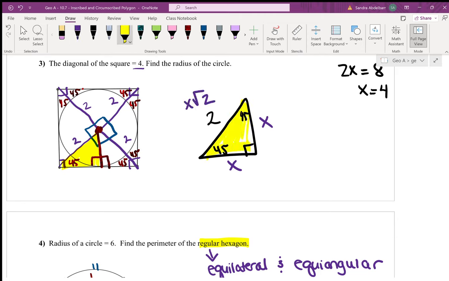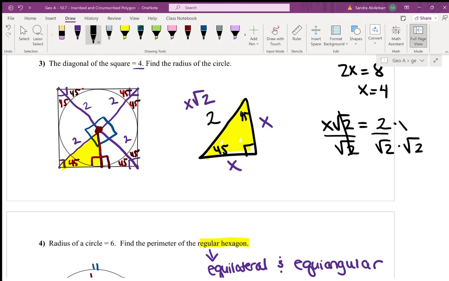I pulled out the triangle. My equation should be x root 2 equals 2. I'm now going to divide by root 2, and then rationalize. So we end up with 2 root 2 over 2. The 2's cancel. So x is equal to just root 2.